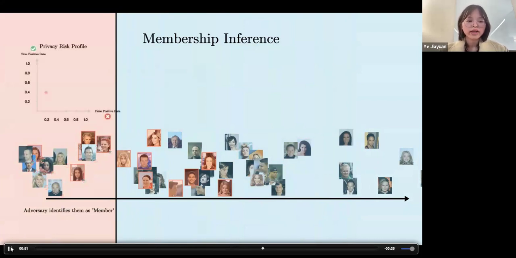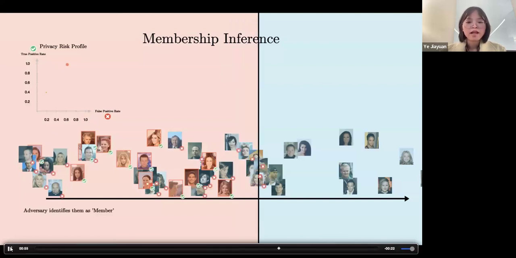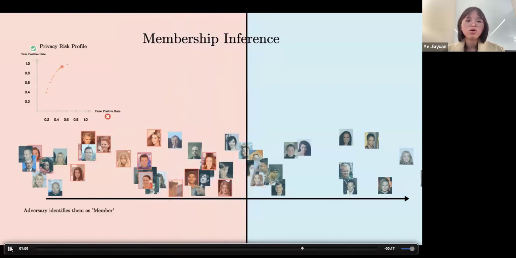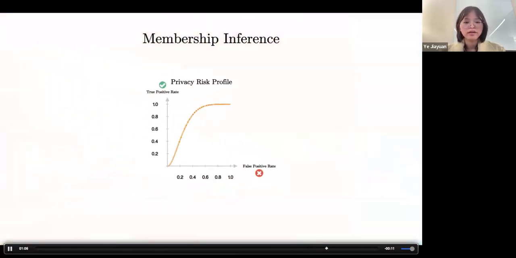for this threshold, we count the number of members predicted correctly versus non-members predicted wrongly. Then we get this true positive rate and false positive rate corresponding to one specific threshold. And then we change the threshold and get another measurement. And we move it forward and backward, and then we get a whole privacy risk profile of this attack strategy. So this is the ideal, complete measurement of the success of a membership inference attack strategy.